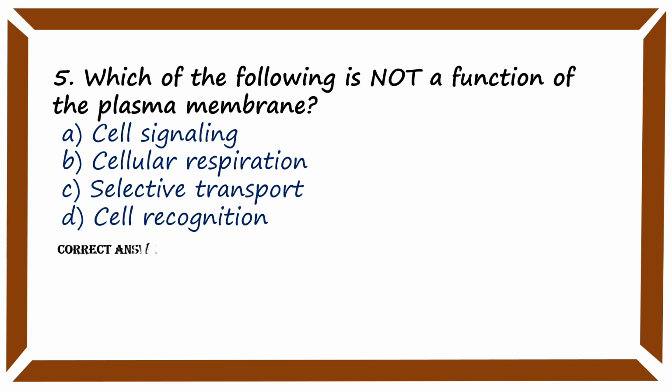Which of the following is not a function of the plasma membrane? A. Cell signaling, B. Cellular respiration, C. Selective transport, D. Cell recognition. The correct answer is B. Cellular respiration.